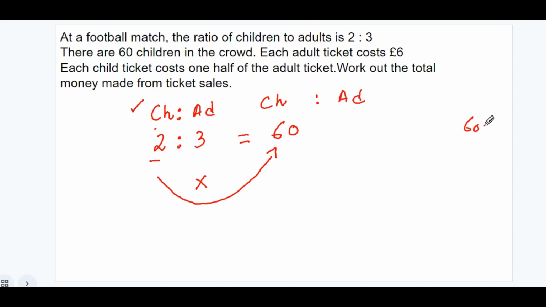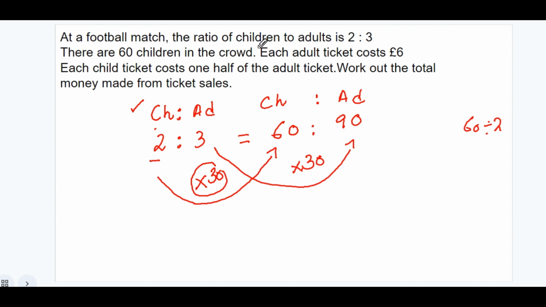That means 60 divided by 2 equals 30. So 2 times 30 gives you 60. The same number you have to multiply on the other part of the ratio, that is 3, and you need to multiply it by 30. So 3 times 30 will give you 90. Okay, so now the number of adults is 90.